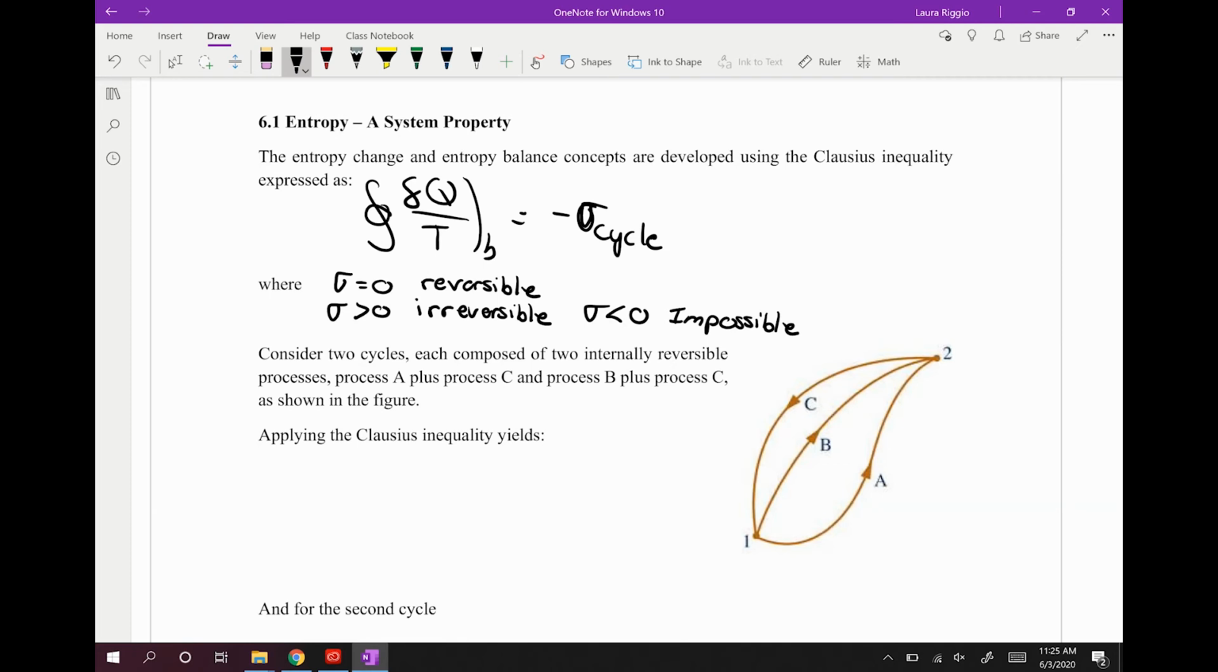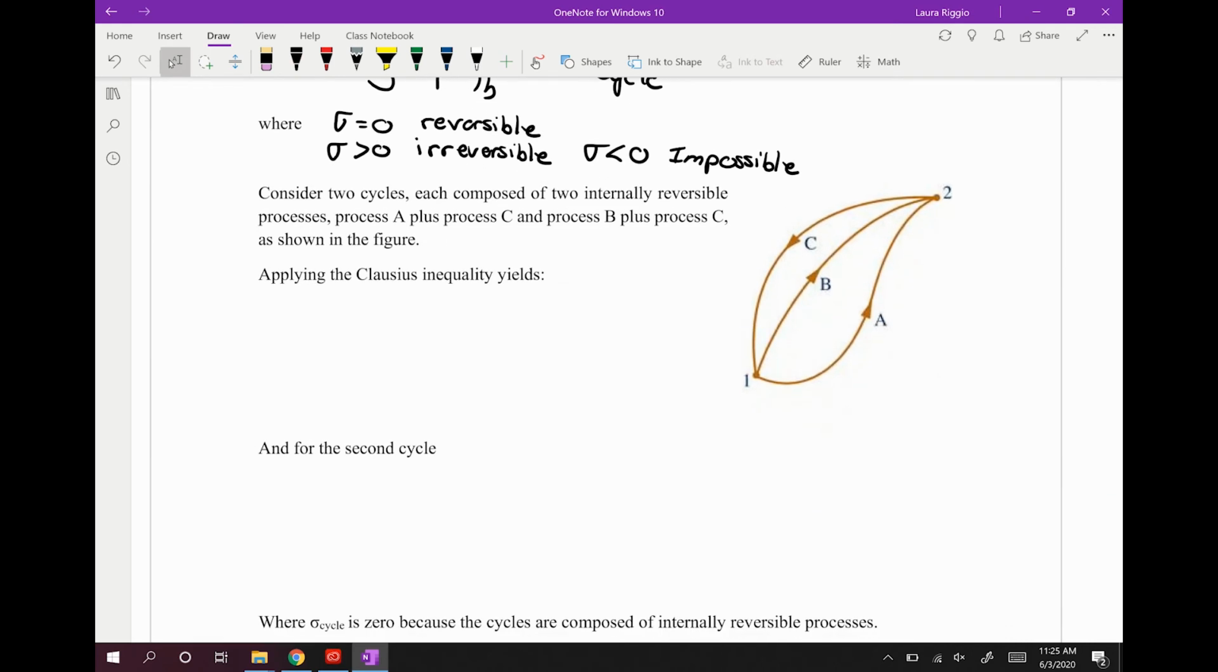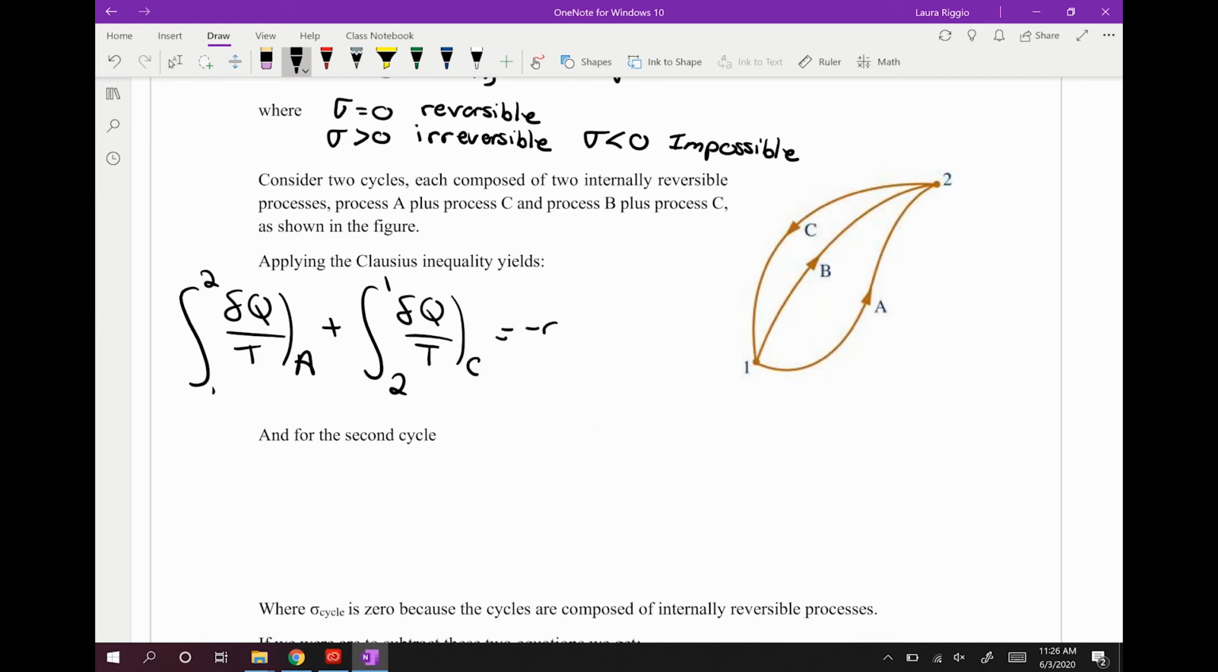So what we're going to do is consider two cycles, each containing two internally reversible processes. One is going to be process A plus process C, and the other one is going to be process B plus process C. If I apply the Clausius inequality to the first one, I'd have the integral from 1 to 2 of dq over T for A plus the integral from 2 to 1 of dq over T for C is equal to minus sigma cycle, which has to equal 0.